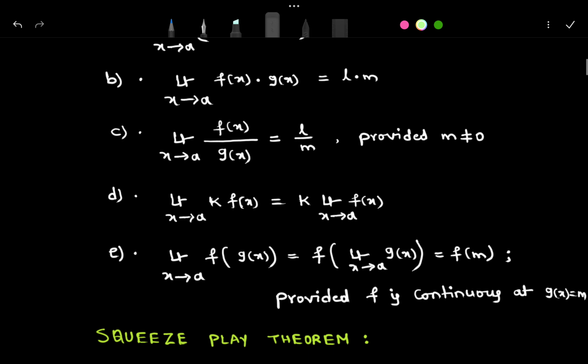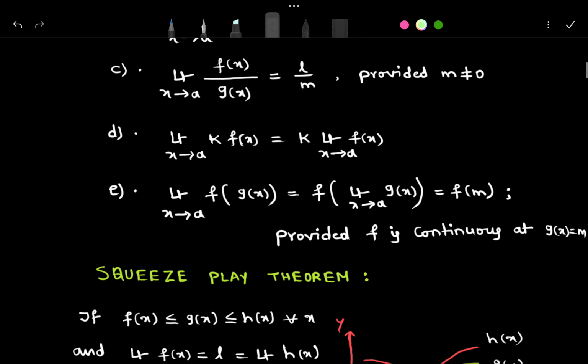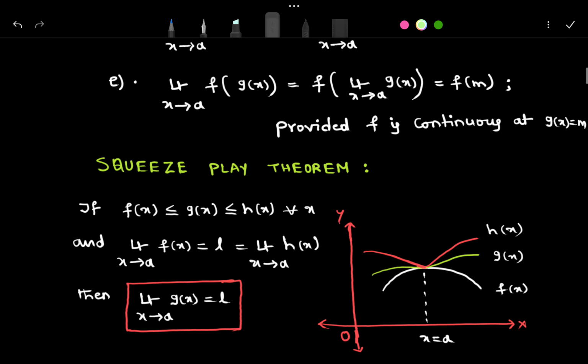And the next one will be the squeeze play theorem. What is that squeeze play theorem? This one is also known as the sandwich theorem. If f of x is less than or equal to g of x is less than or equal to h of x for all x, and limit x tends to a of f of x and limit x tends to a of h of x both are equal to a finite quantity L, then limit x tends to a of g of x will also be equal to L. Very clearly I have given a diagram of the squeeze play theorem.